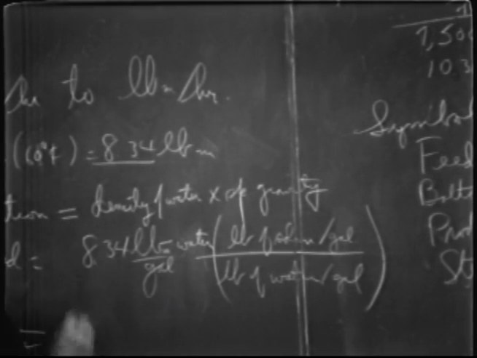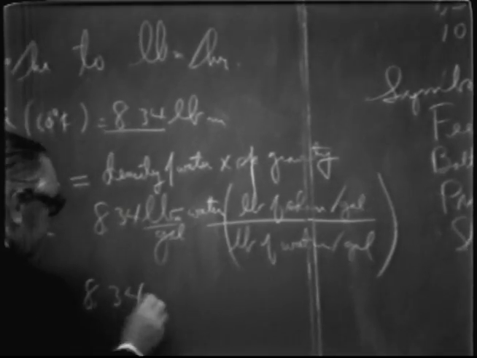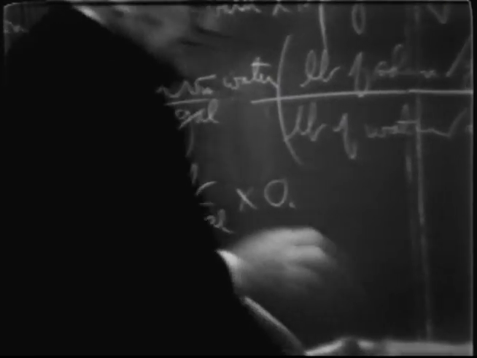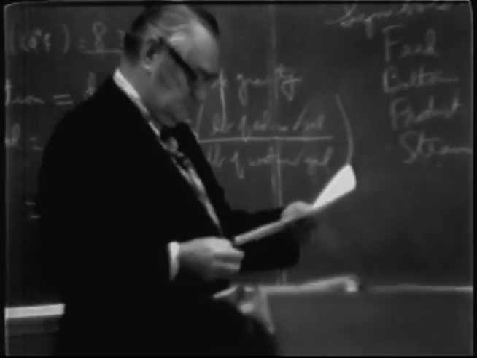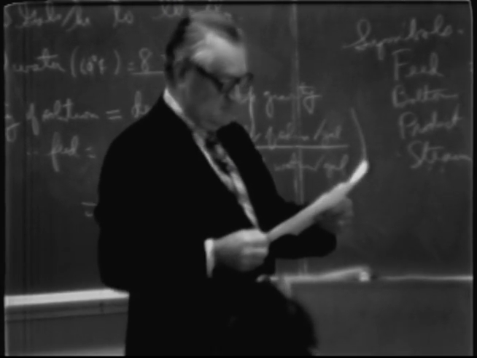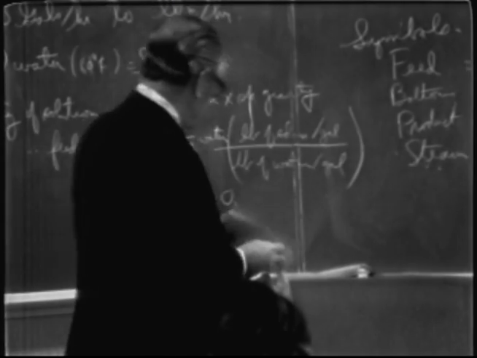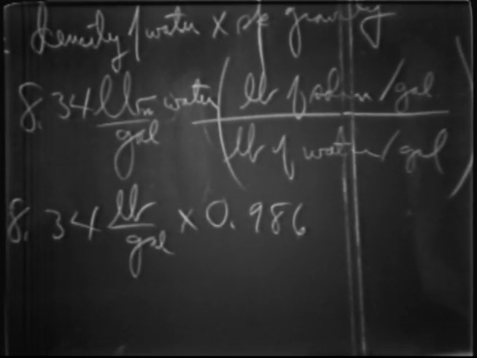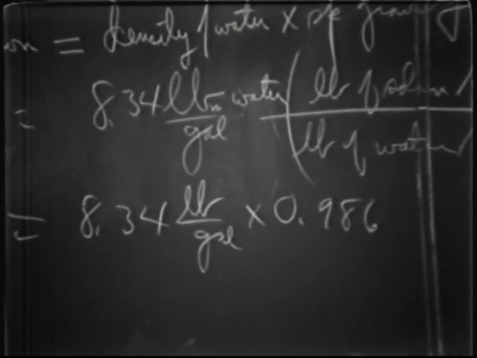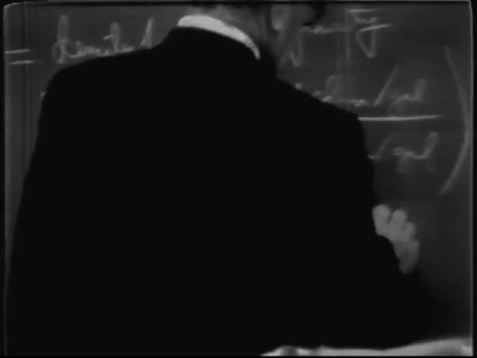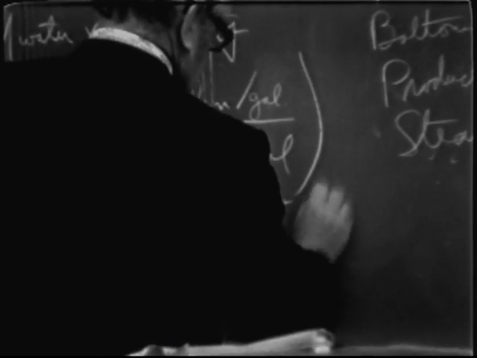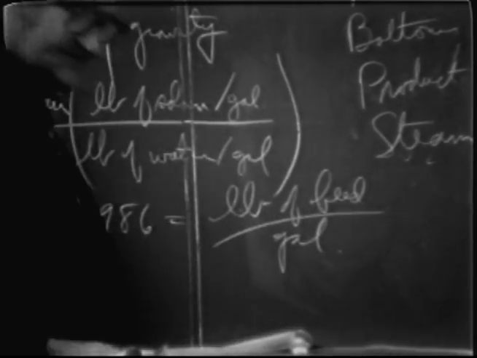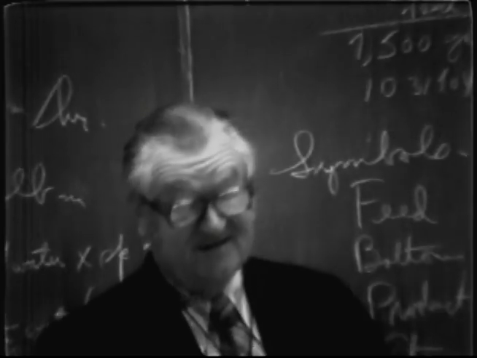So in other words, you simply multiply 8.34 pounds per gallon times the specific gravity, which was given to you as 0.986. So that would be the pounds per gallon of the wine, pounds of feed per gallon. Now I think I've given you all that you need to work the problem.